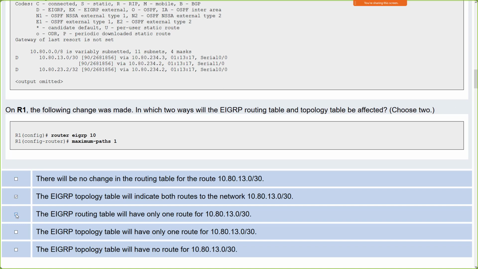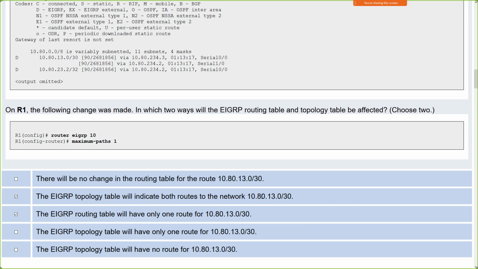So this one and this one. The EIGRP topology table will only have one route. That's not true. Or it will have no routes. That's not true. So hopefully that's what they have in the answer key this time, because that's what is true. That's what would happen. Since you're looking at it, Charles, is that what they have? That's what they have. Yeah.